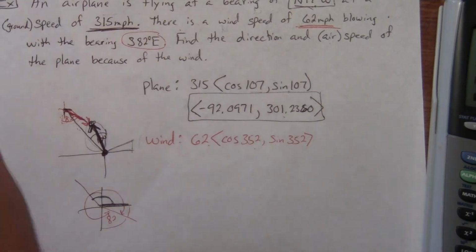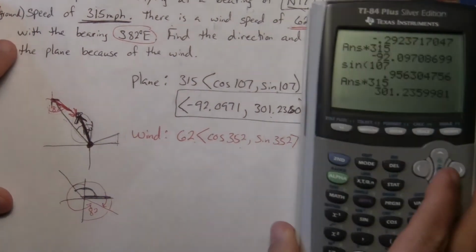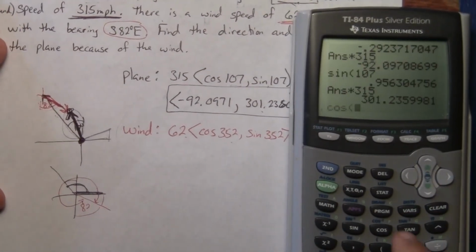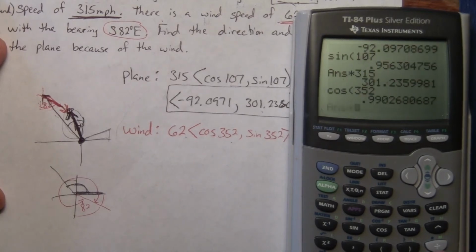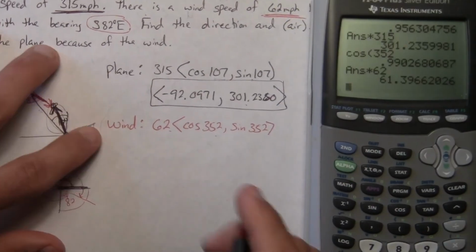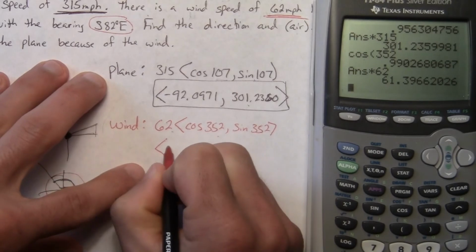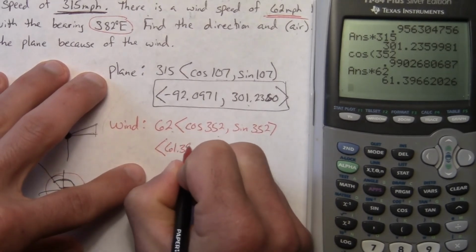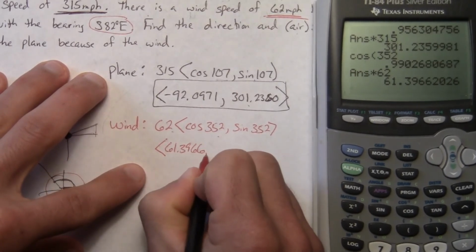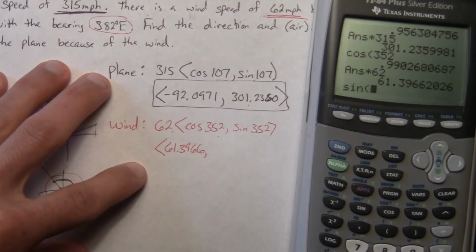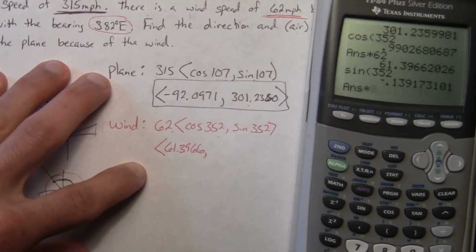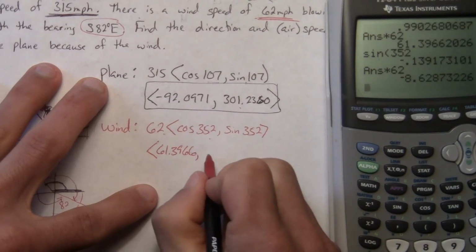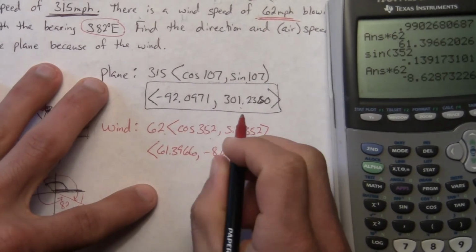So now I figure out the wind vector, same thing, type in the cosine of 352, or negative 8 if you use that. Multiply that number by 62, the magnitude, and your x component is 61.3966. Sine of 352 times 62 is going to end up giving you negative 8.6287.